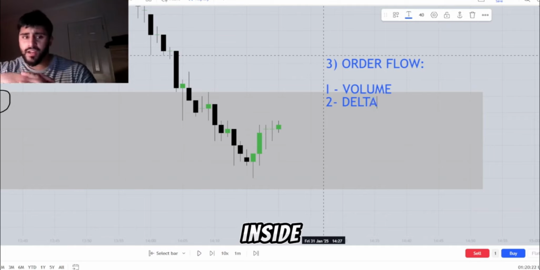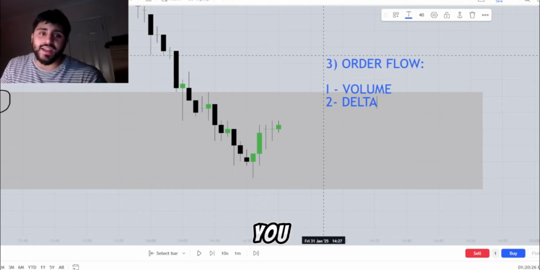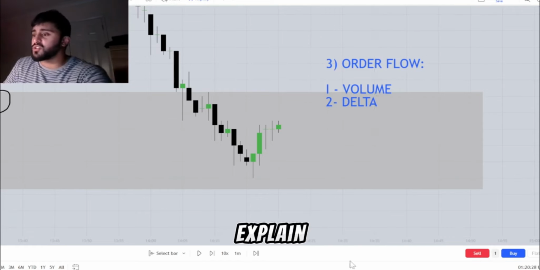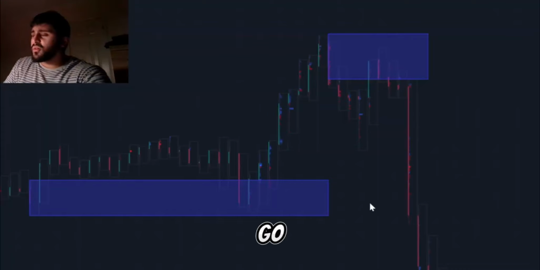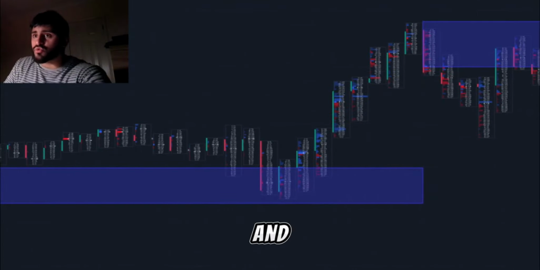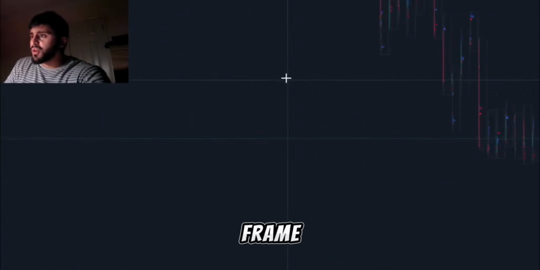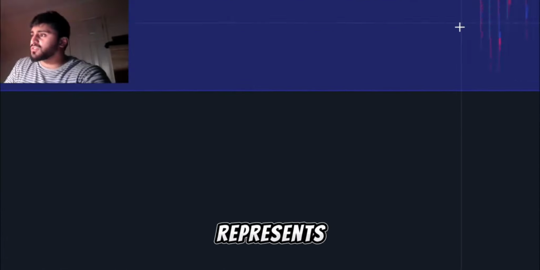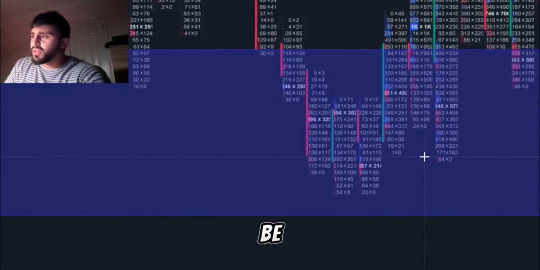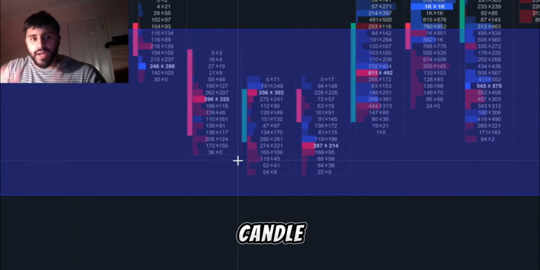So if you're inside of a fair value gap and you're just trading blindly off fair value gaps, there's no way you can actually become profitable, right? I'm going to explain to you why that is. So if we go over here on ES, this is the same exact price action, but I'm going to draw your attention now to the 5-minute time frame. On the 5-minute time frame, which also of course represents the 1 minute time frame, you want to understand what's going on behind every single candle.